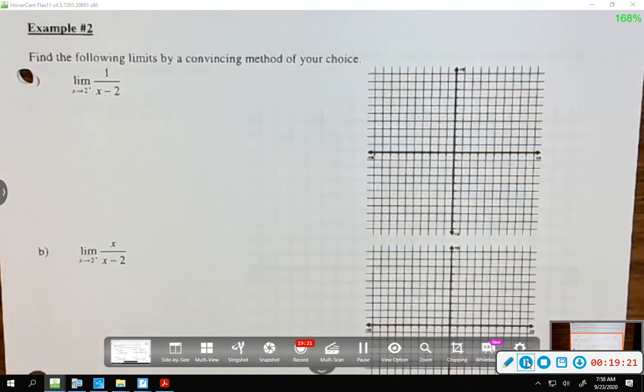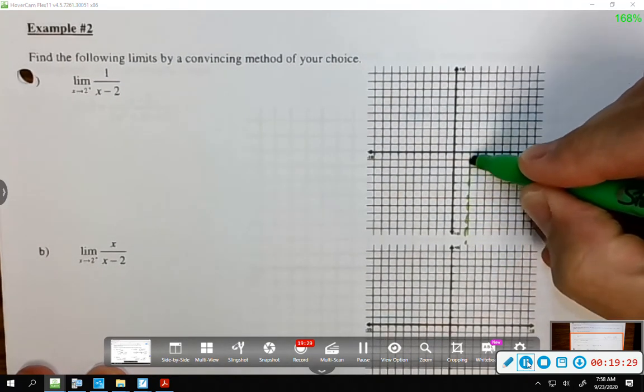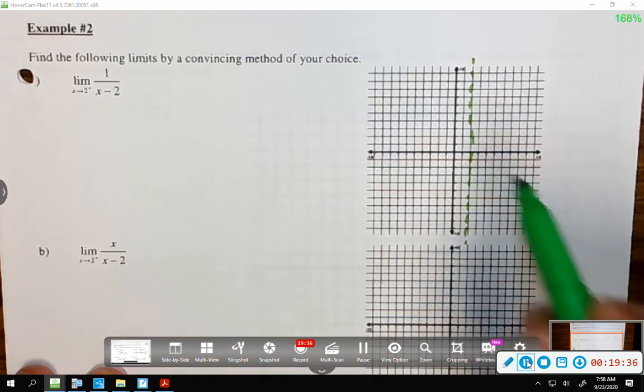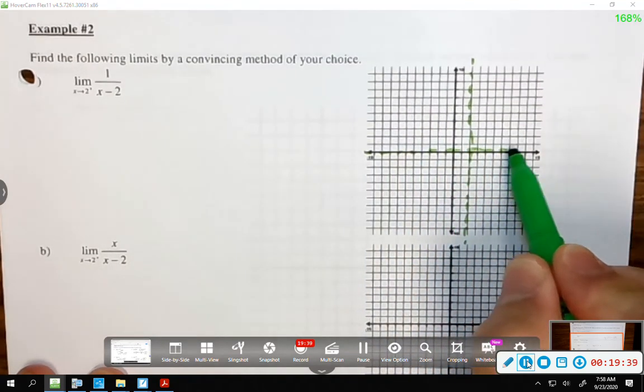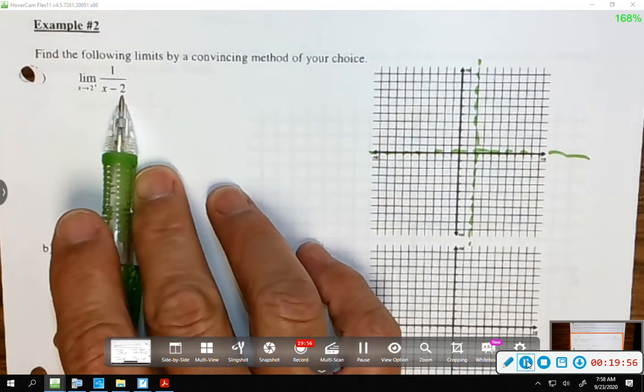So a convincing method of your choice would be to do a quick sketch. The vertical asymptote is x equals 2 because 2 makes the denominator equal 0. And it does not cancel with a factor in the numerator. The degree on top is less than the degree on the bottom, so we have a horizontal asymptote of y equals 0. And here's why I want you to know the difference between a pole and a volcano. It makes a huge difference on these problems. I just have to pick one point. If I pick 3 in for x, 3 minus 2 is 1, 1 over 1 is 1.